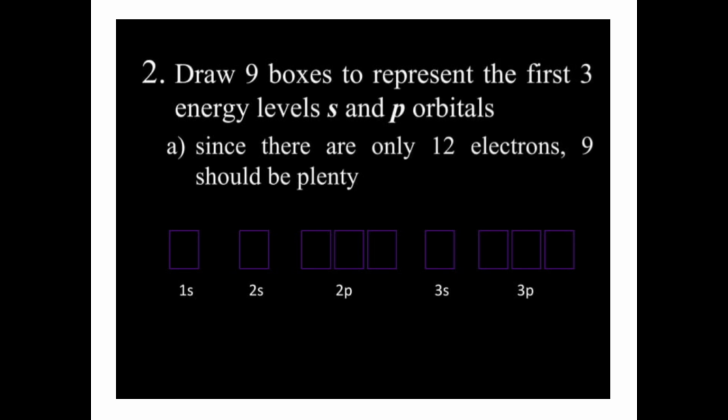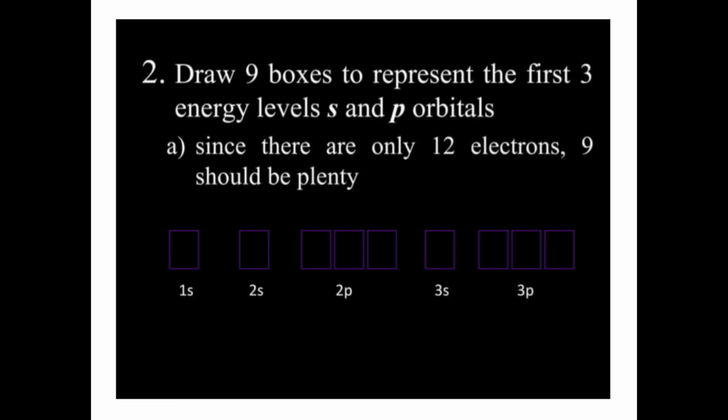Why are we drawing 9 boxes? The 9 boxes represent the first 3 energy levels: 1s, 2s, 2p, 3s, and 3p. Then why again are you drawing up to the 3rd energy level? Magnesium is in period 3, and of course it will extend to the 3rd energy level. Please take note of that. It is important that you study your periodic table. Magnesium is in period 3, so that's why we are drawing up to the third energy level.